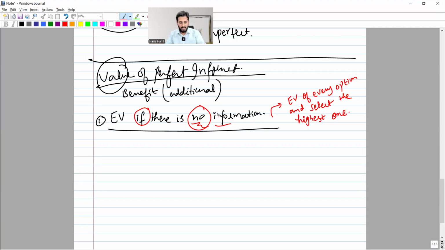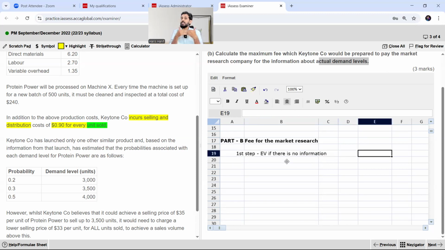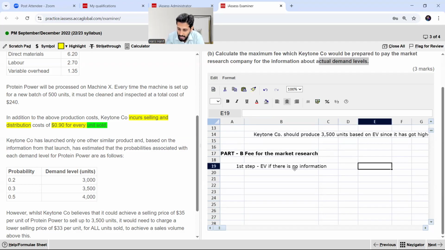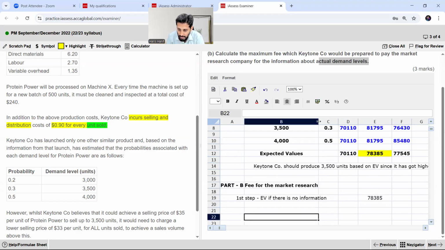So this is the very first step, and I think we have got this. In the first step, EV if there is no information, I do not need to calculate it. It is simply available over here, this value. So press this and link here. That's a very simple point. So this is my first step, right?